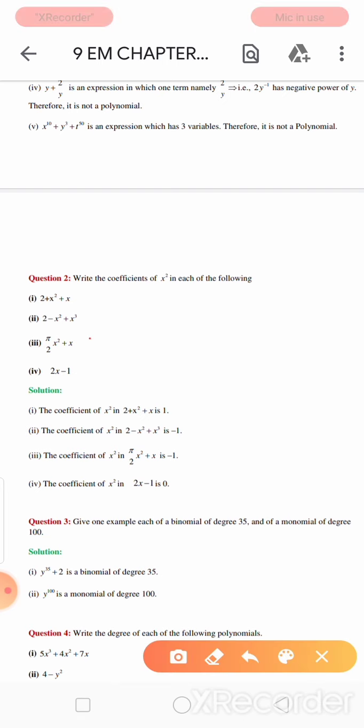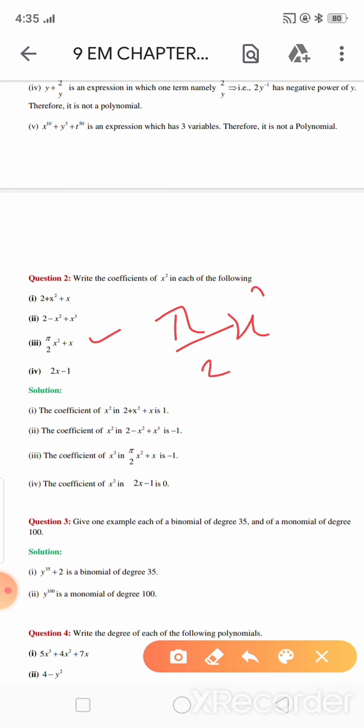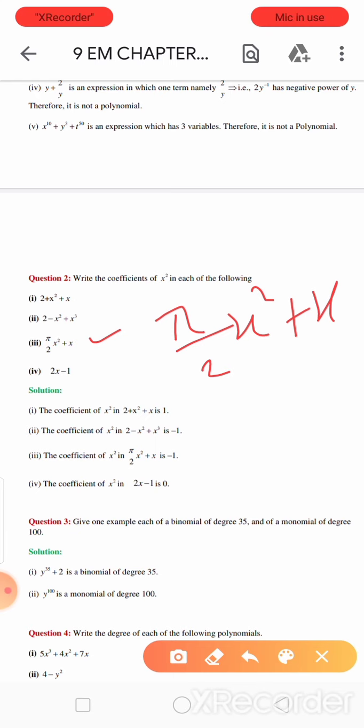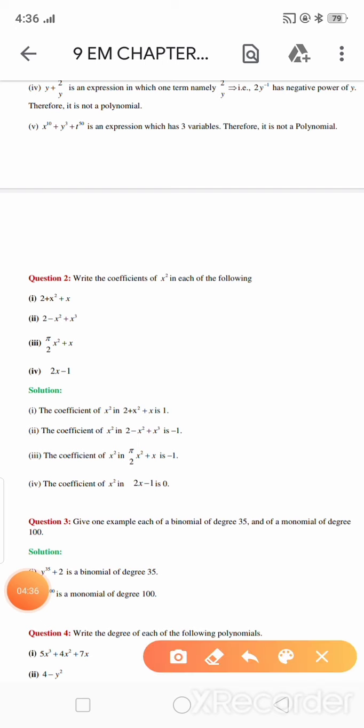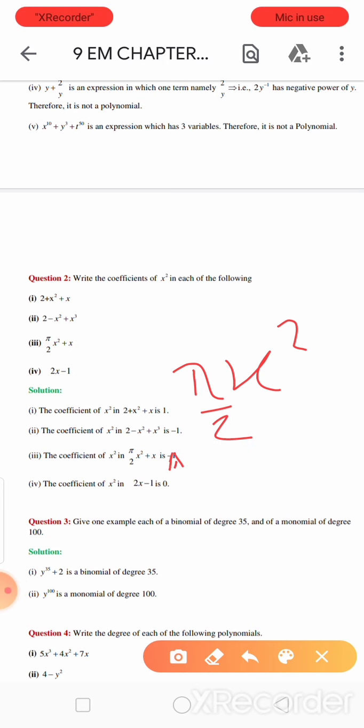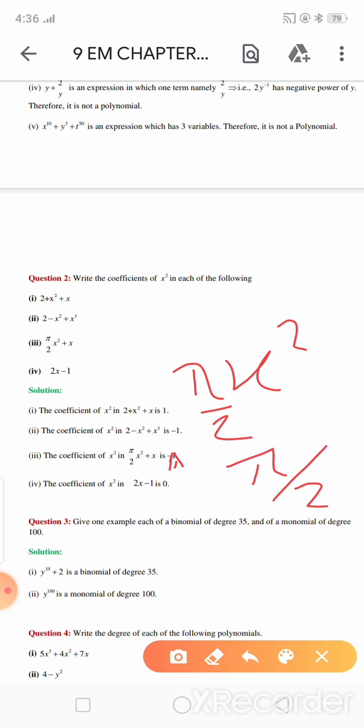Next, question number 3. Expression 3 is pi upon 2 x square plus x. Here the coefficient of x square is multiplied by pi by 2, so the coefficient of x square is pi upon 2. Here we write pi upon 2.